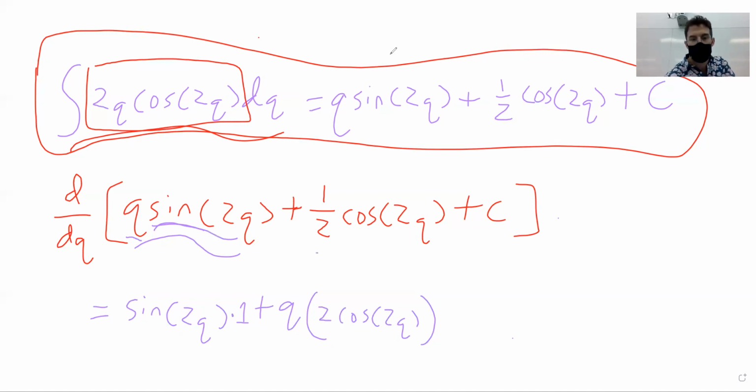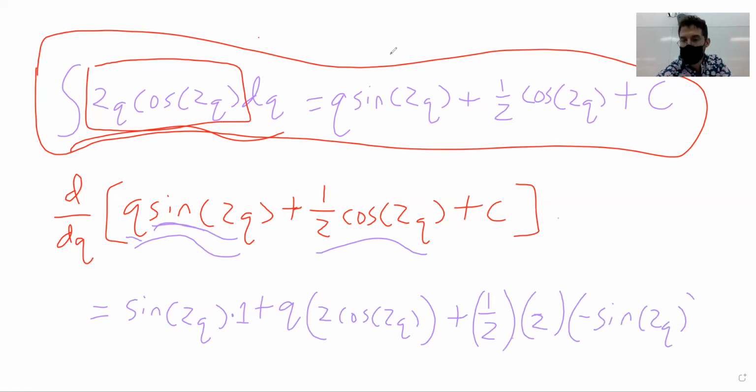Now, what about the derivative of this piece? What are we going to get here? So 1/2 comes along for the ride, constant. Derivative of the inner is just 2 from the 2Q. And then derivative of cosine, minus sine 2Q. Okay. And then how about the derivative of that plus C? 0.